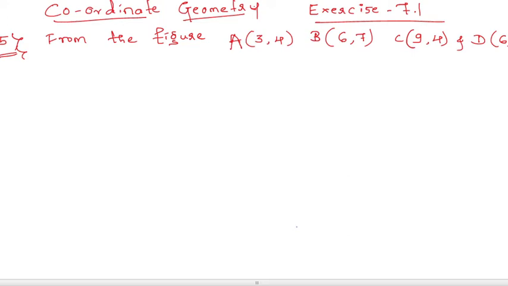We have to find here whether Champa is right or Chameli. We will discuss. Champa told ABCD is a square. So, what is the condition for a square? All sides are equal and diagonals are equal. Let us solve. From the figure, the coordinates of A are (3, 4), coordinates of B are (6, 7), coordinates of C are (9, 4) and coordinates of D are (6, 1).